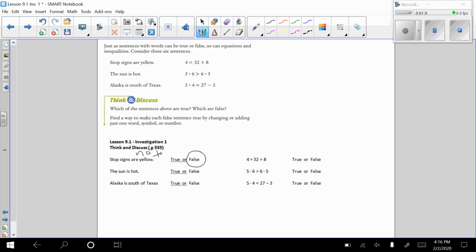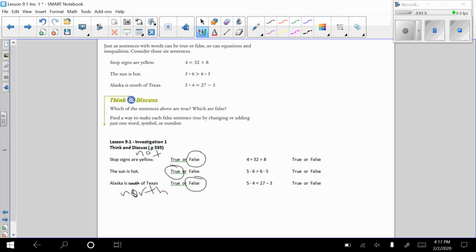The sun is hot. Well, yes, that is a true statement, so there's no need to change anything. Alaska is south of Texas. Well, if you know your map, Alaska is actually north of Texas, so that would be a false statement. Again, we could add the word not. Alaska is not south of Texas, or we could change the word south to north, because Alaska is north of Texas.